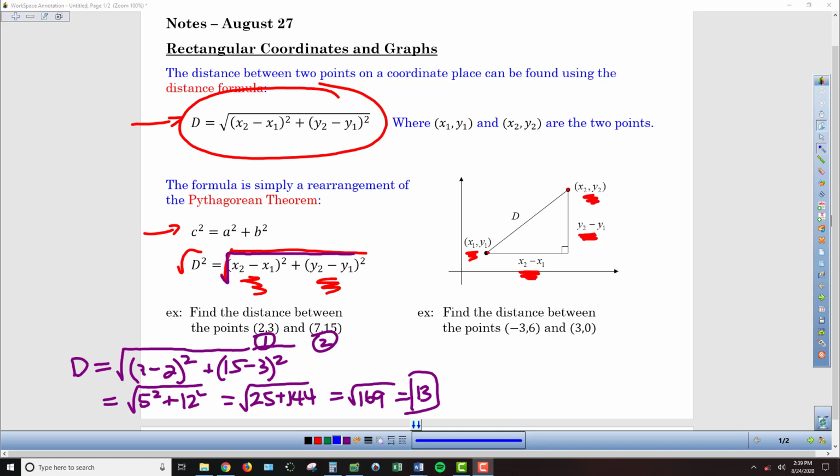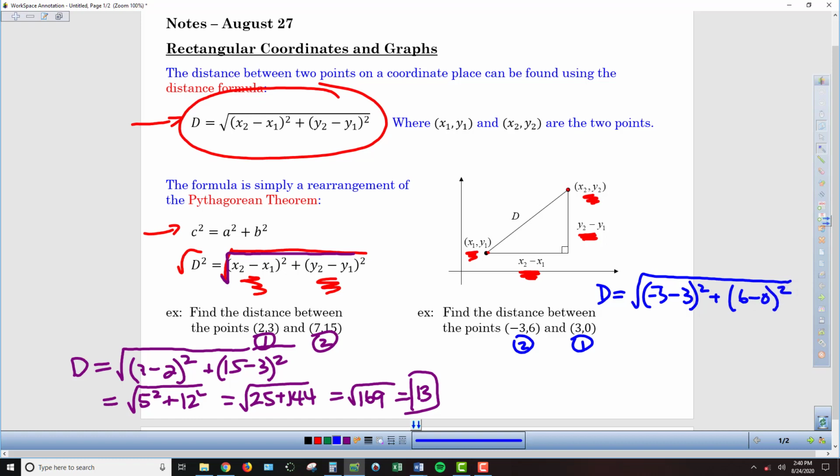In the second example, just because we can, I'm going to label these in the opposite order. So I'm going to go with this first point as being point 2 and the second point as my point 1. So we've got d equals, and again I'm just plugging into my distance formula here. So we've got x2 minus x1, so negative 3 minus 3, squared, plus, and now I'm going to subtract y2 minus y1, so 6 minus 0 squared.